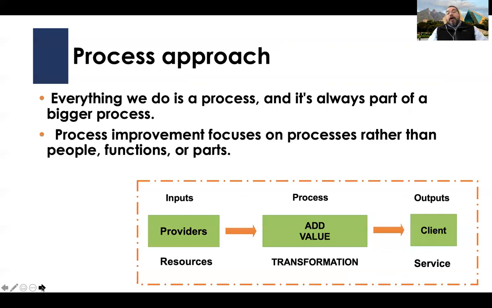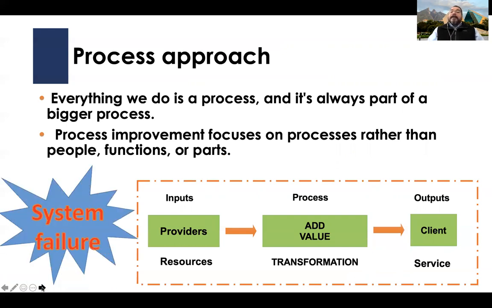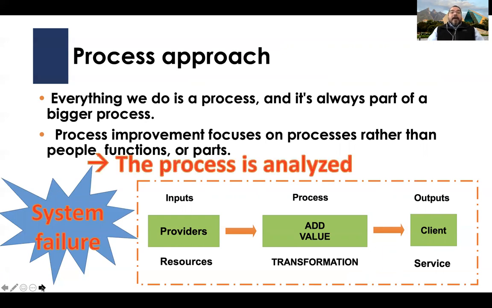Process improvement focuses on processes rather than people, functions, or parts. And when there is a system failure where something goes wrong, we need to analyze the process. There is a common error that if something is wrong in a process, we tend to blame the people. And we go to the people and we tell them, you're wrong, you're not doing this in the right manner. But what we need to analyze is the process and then communicate to the people how we're going to do things. And we need to relate with them, not just impose our opinion. We need to learn about the process by interviewing those who work in it.